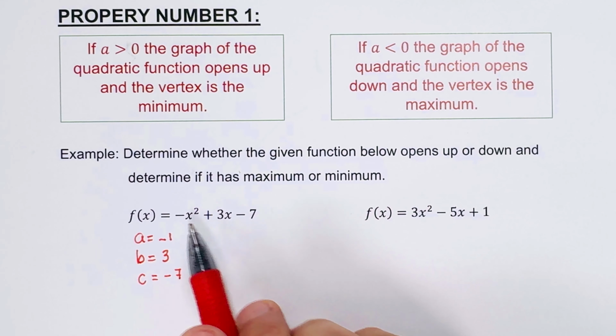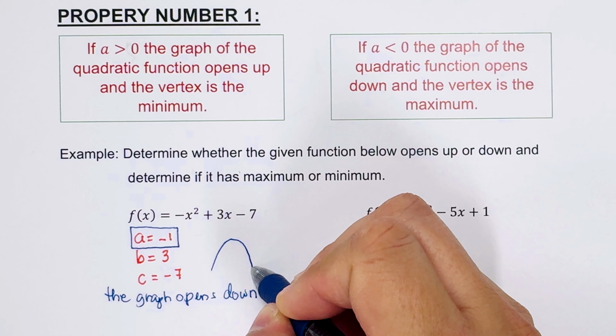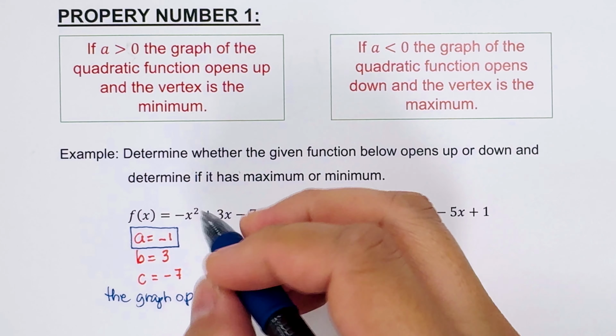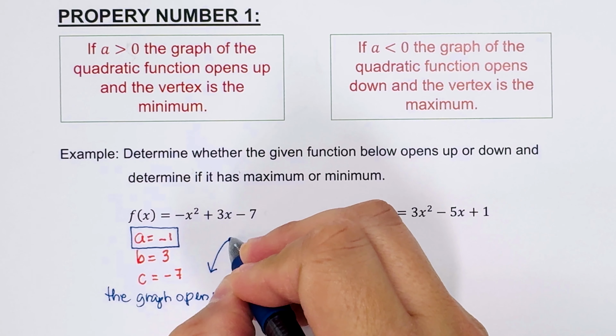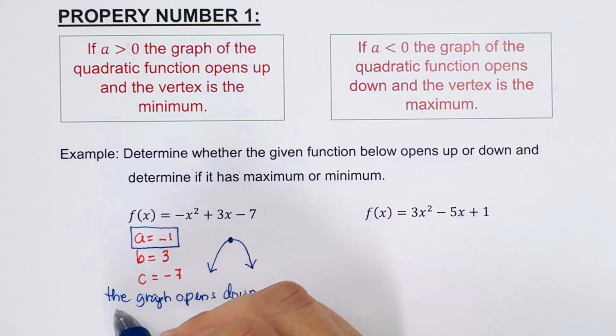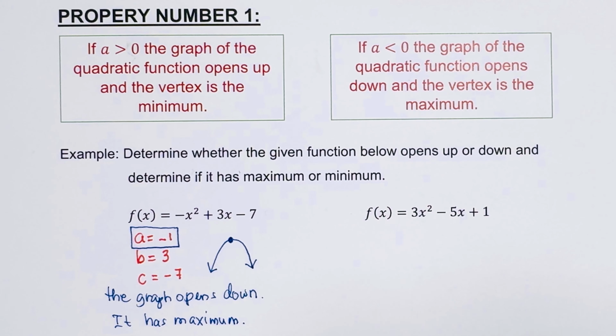Once it opens down, we can say that it has a maximum, because if we draw the graph here, it opens down. So this is the shape of the graph. It has a maximum. Maximum is the highest point in the graph. Okay, so that's how we describe this equation here.